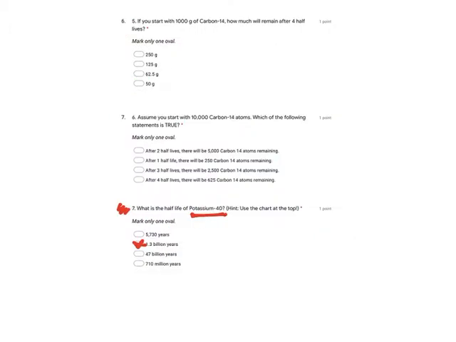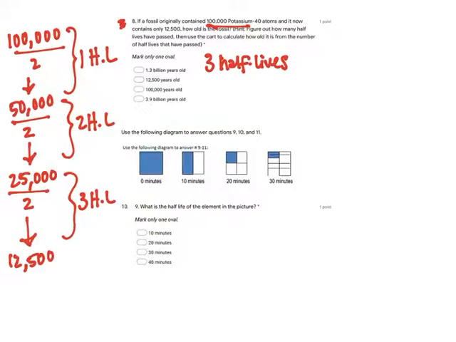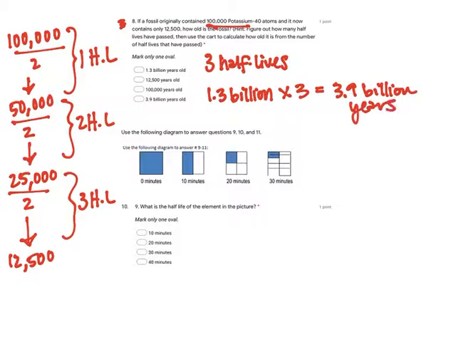So let's go to our problem and see, we know 1 half-life is 1.3 billion years. And we need to multiply that by 3 to get how old the sample is. So 3 times 1.3 would be 3.9 billion years. And that would be our final answer, how old that sample is.